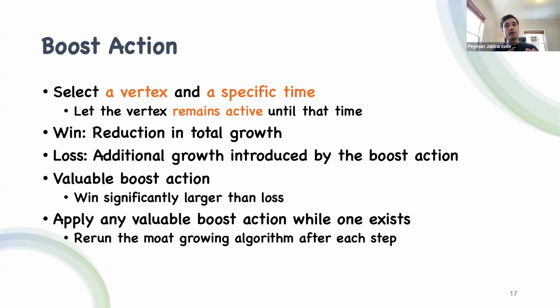So we define this win and loss, and then we say that a boost action is valuable if its win is significantly larger than its loss. And then, while there is a valuable boost action, we apply it. Each time we apply a boost action, we need to run this mode growing algorithm again from scratch, this time forcing this vertex to be active longer. So we apply this valuable boost action, and again, if there's a new valuable boost action, we apply it, and so on. We continue this until there is no valuable boost action.